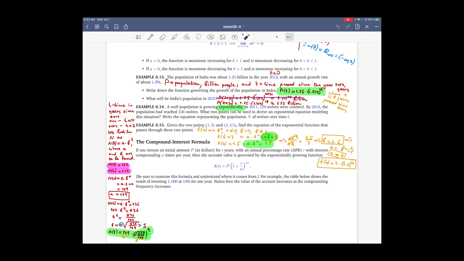You invest an initial amount of $P for T years with an annual percentage rate R, with interest compounding multiple times per year, N times. We claim that the formula that determines the price of the portfolio after T years is this: P times 1 plus R over N raised to the power NT. Let's explain this formula.